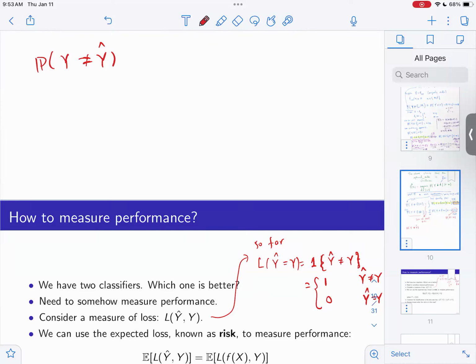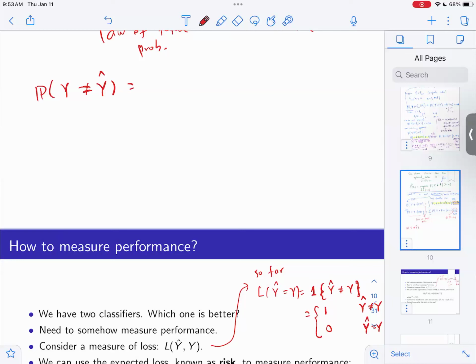Law of total probability. Which would be, in this case, what would it be? This is already a probability, so you want to condition. Usually with the law of total probability, you condition on something. Maybe you can elaborate. Let's say I have L of y and y hat, equal to 1 when y is not equal to y hat. How can I write this in terms of this guy?